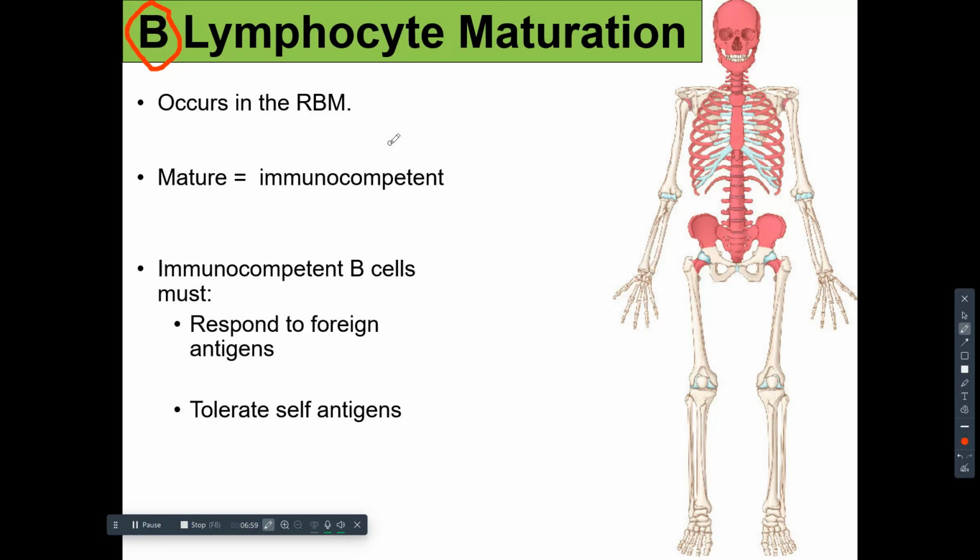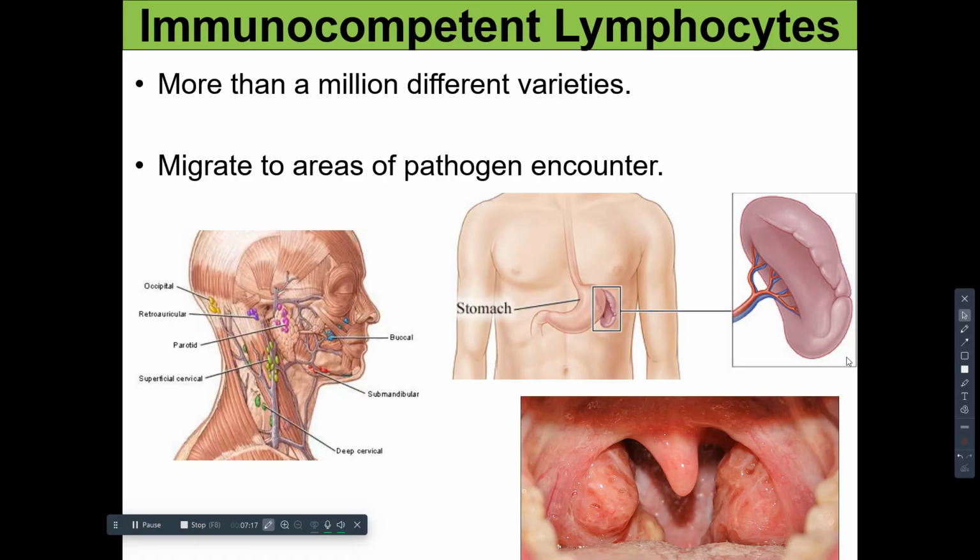Now, B lymphocytes that exit the red bone marrow, of course, are going to be mature, immunocompetent. They're going to do the same two things. They respond to foreign antigens, and they tolerate self-antigens. Okay, what about the next step for these immunocompetent lymphocytes? You probably have about 1 million different varieties that are made early on in life.